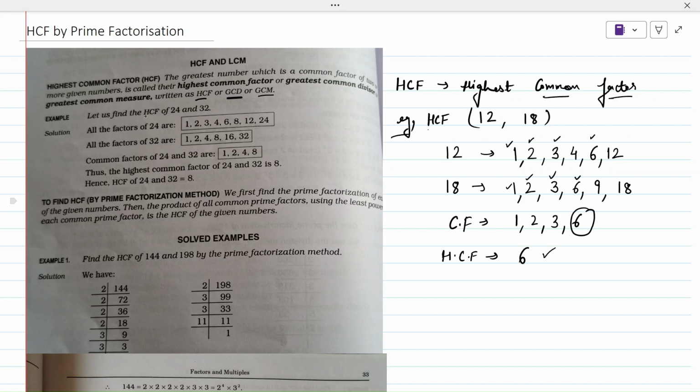Now coming to the example given here, let us find the HCF of 24 and 32. So what we have to do, again I'm taking the example here. This is the HCF of 24 and 32. So let's begin with this.